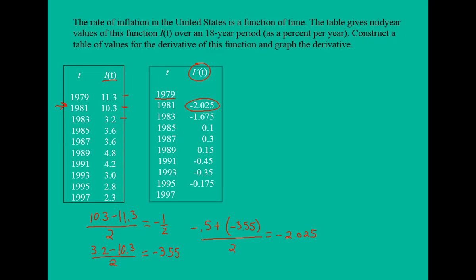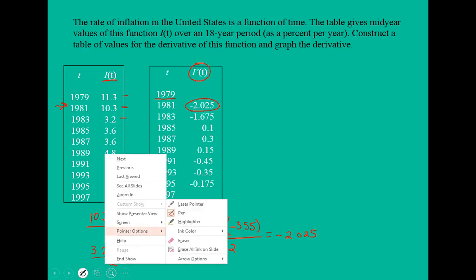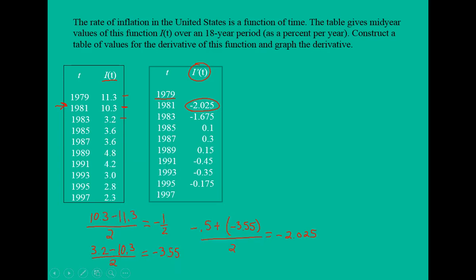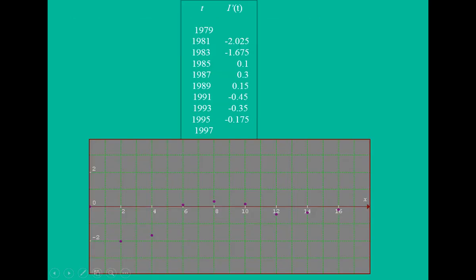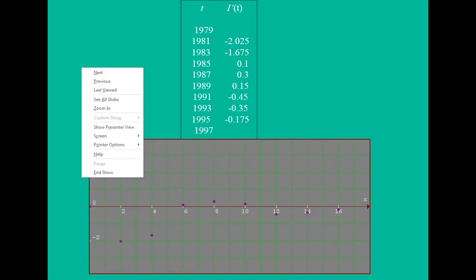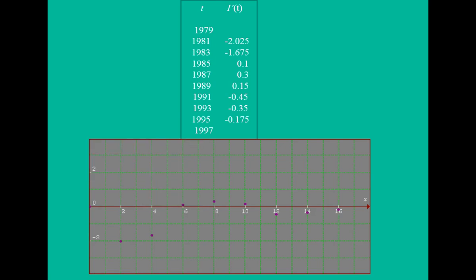Now we're going to graph our derivative function. So I have plotted these points on a graph, and now I'm just going to draw a smooth curve through those points. I'll try to get as many of those points in here as possible. Okay, so there's the graph of our derivative function.